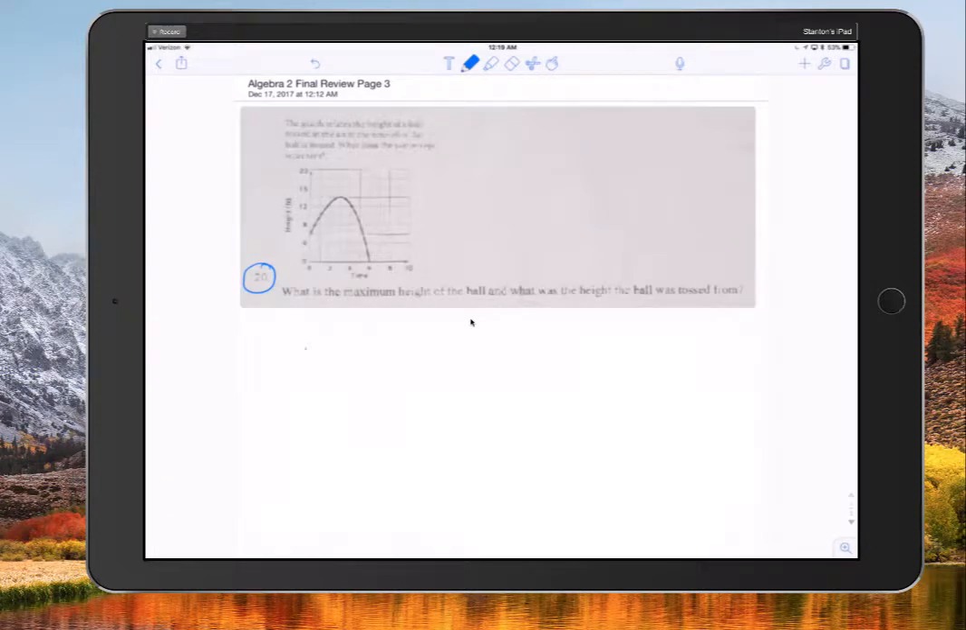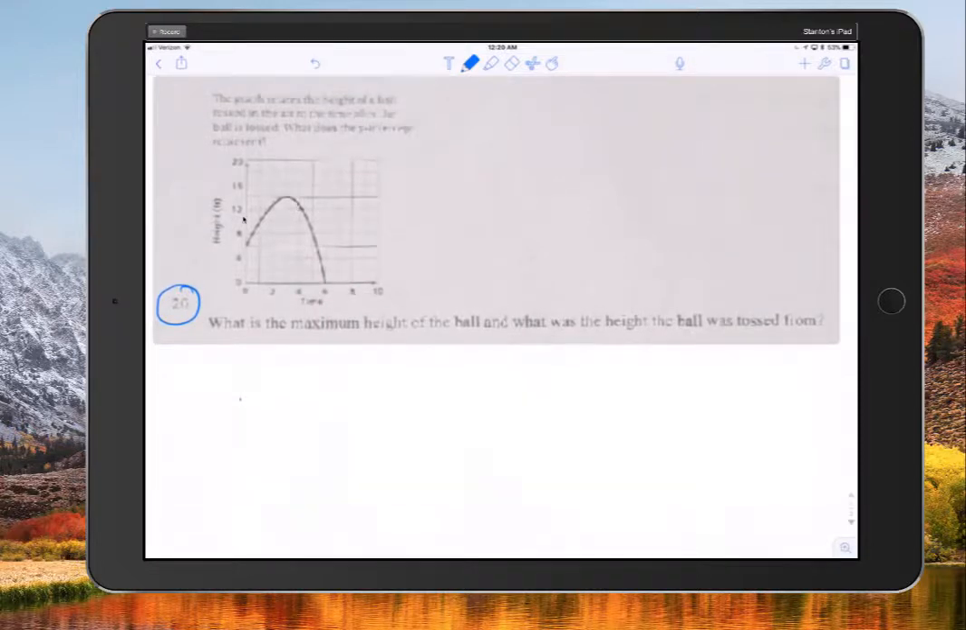All right, here is number 20. The question says, what is the maximum height of the ball, and what was the height the ball was tossed from? If we zoom in a little bit here, the maximum height of the ball is the height of the vertex at the top. This point here looks like it is at 8, 10, 12. If we're going by twos, 2, 4, 6, 8, 10, 12, 14. Yeah, so the height is 14, and I'm assuming that is feet. So the maximum height equals 14 feet.